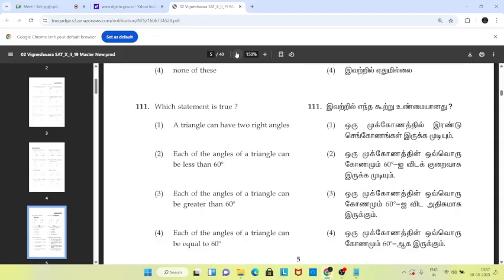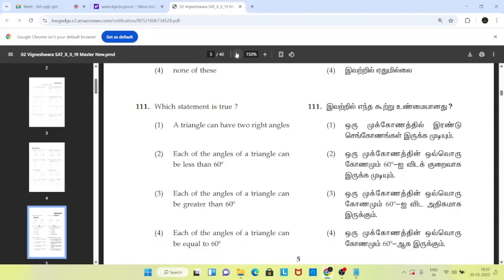False. Why do you say so? Sir, a triangle can have only one right angle. Yeah, the three angles put together are 180. So if two angles are 90 each, that is 180, which means the third angle has to be 0. That is not possible. So that is false. Okay. Next.